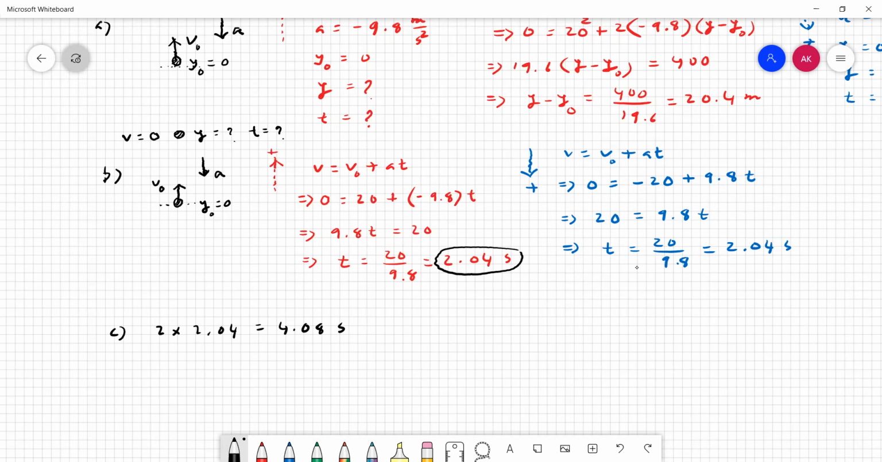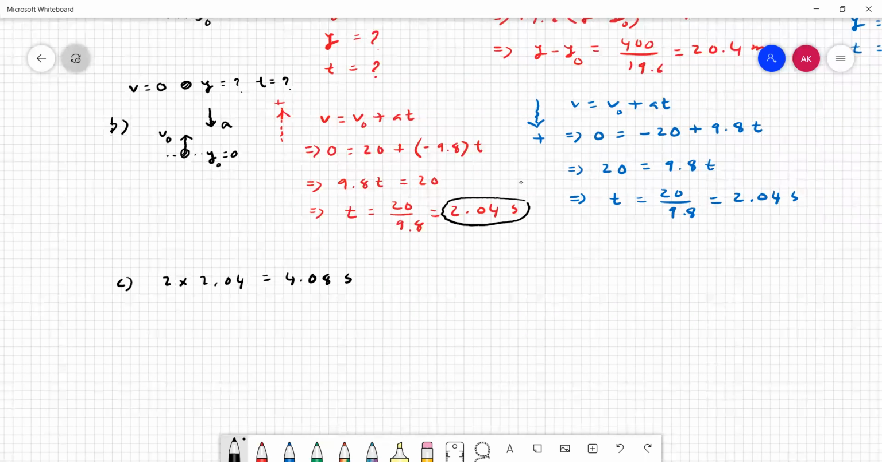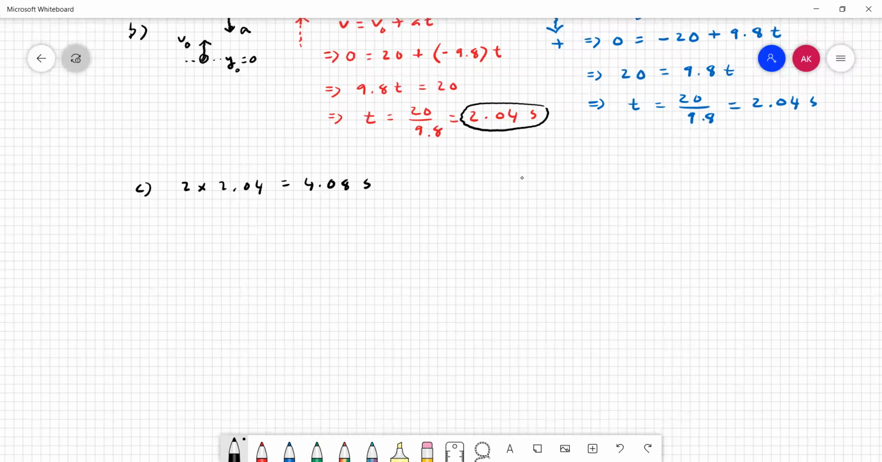And for that reason, if we know how much time it takes for the ball to go up to the highest point, that will be the same time for the ball to come down to the ground where it started from. So we just need to multiply the time that we found in part B by 2. That's one way. Another way is we can use the kinematics equation and try to understand what the initial position and the final position of the ball are.